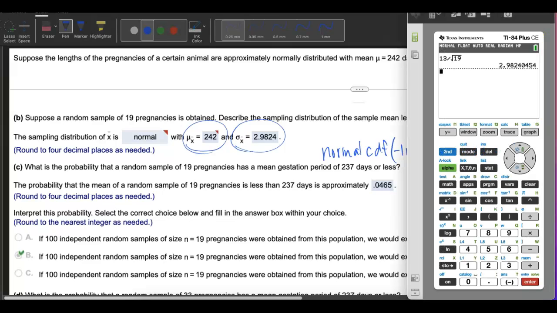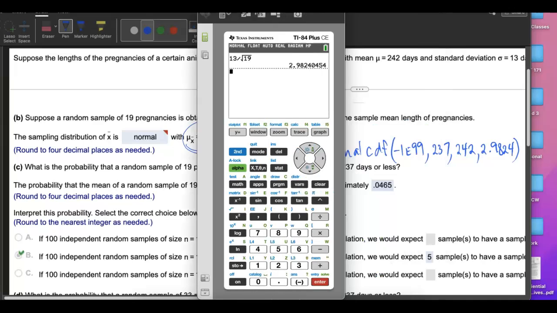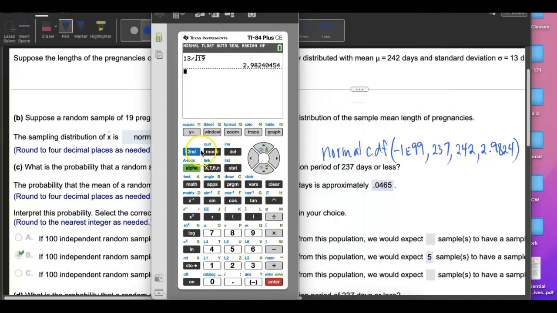So to find this, let me move this over some here, in our calculator, we go to second vars, short for variables, but right here above that it says distribution. So this is a distribution that we're looking at. We're looking at the normal distribution, specifically the cumulative density function. So we're adding up this area under the curve. We can think of it like that.